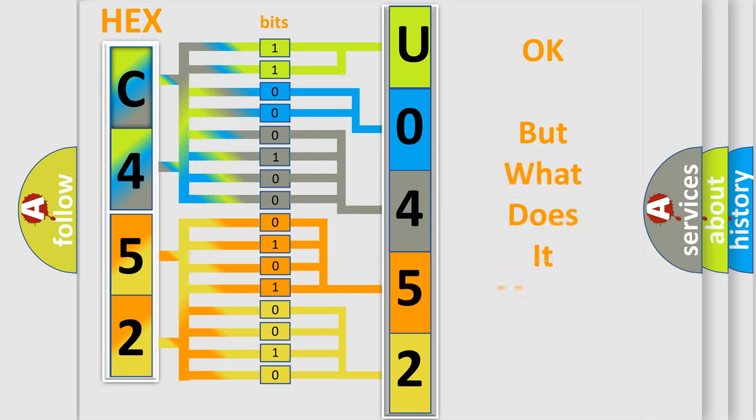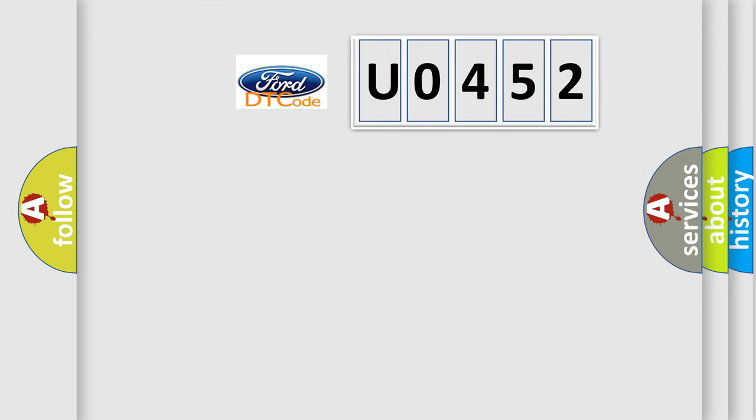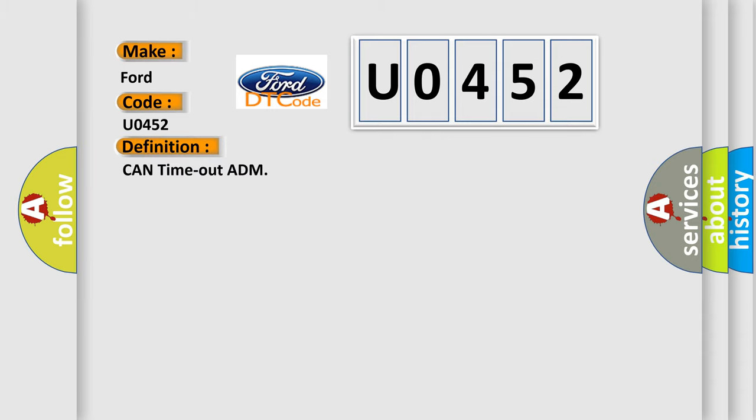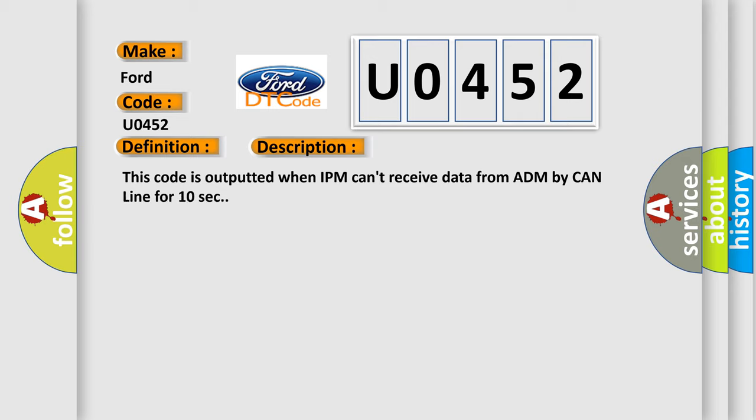The number itself does not make sense to us if we cannot assign information to what it actually expresses. So, what does the diagnostic trouble code U0452 specifically mean for Infiniti? The basic definition is CAN timeout ADM. And now this is a short description of this DTC code. This code is output when IPM can't receive data from ADM by CAN line for 10 seconds.